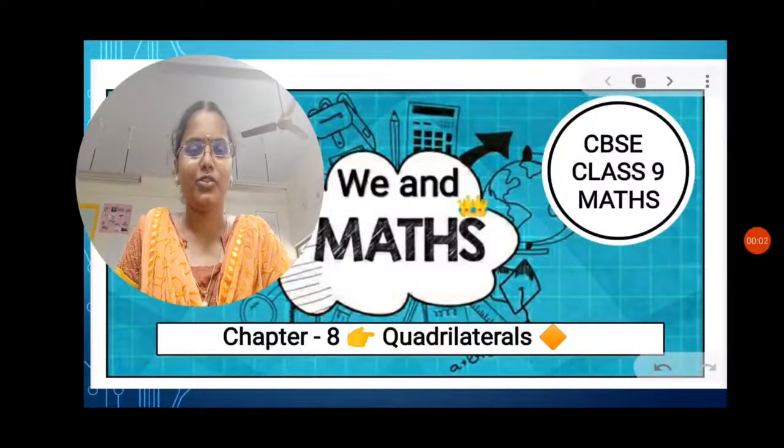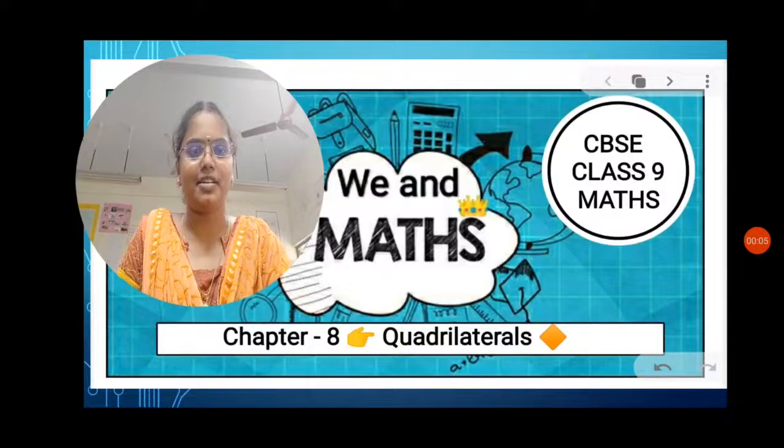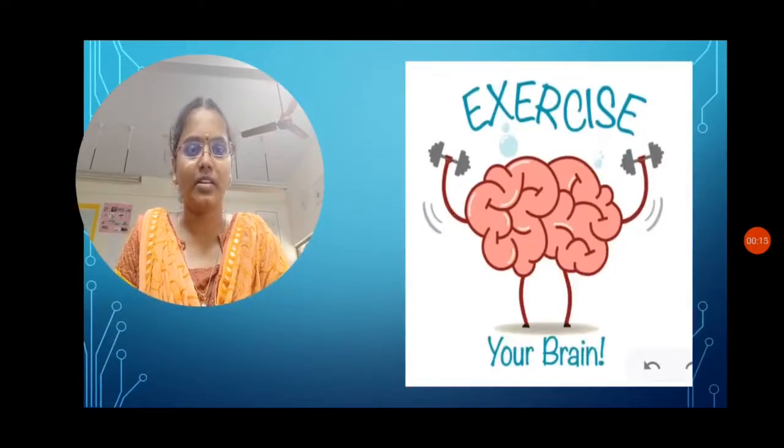Hello everyone, in today's class we will see some important theorems of chapter 8 quadrilaterals. Already we have seen what is quadrilateral, what are the different types of quadrilateral. Before going to the theorems, we will give some exercise to our brain. It will be based on the quadrilateral and different types of quadrilateral.